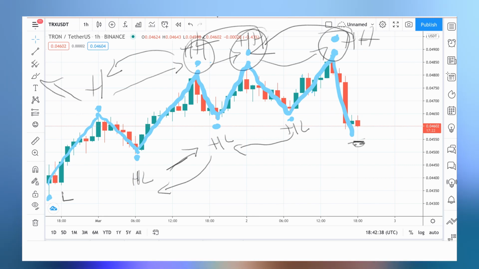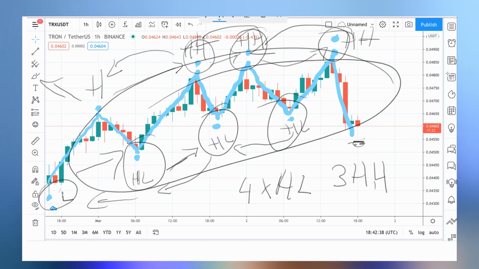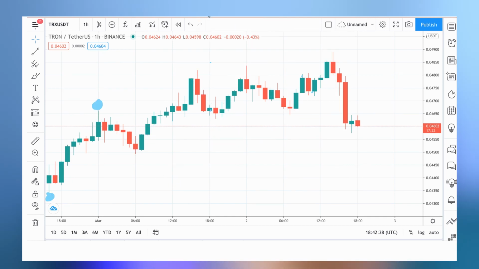We don't know what came before here. And we have 1, 2, 3 higher lows, but we can count this one because this one is lower than this one. So we have 4 higher lows, and we have at least 3 higher highs, which means that we have an uptrend. So that's confirmed. So low point, high point, low point, high point, low point, high point, low point, and high point.